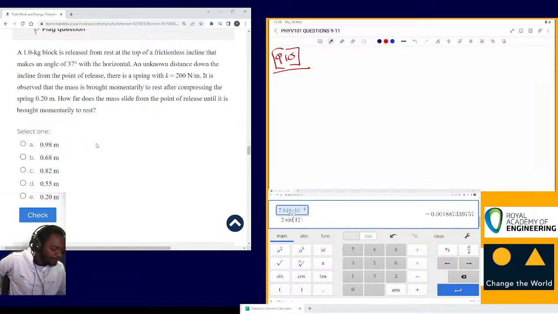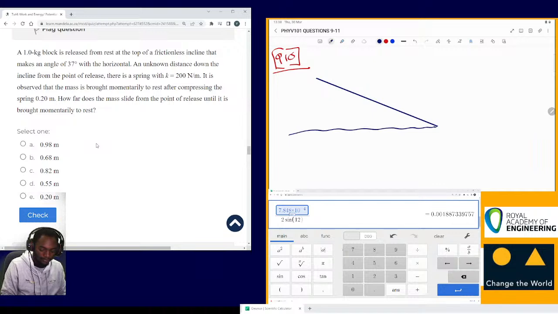All right, so shall we continue? So we can start by sketching. Earlier on we did look at some problems of objects on a slope. This is 37 degrees.